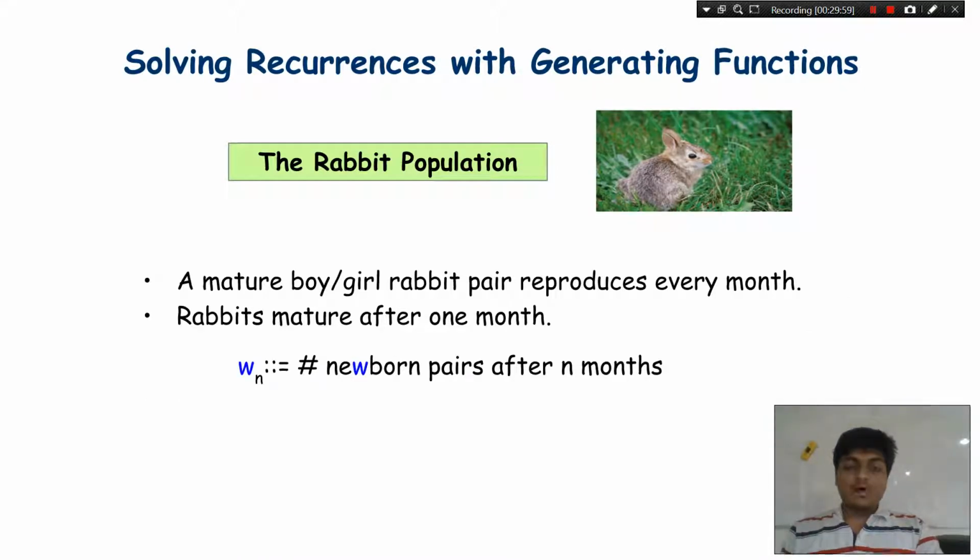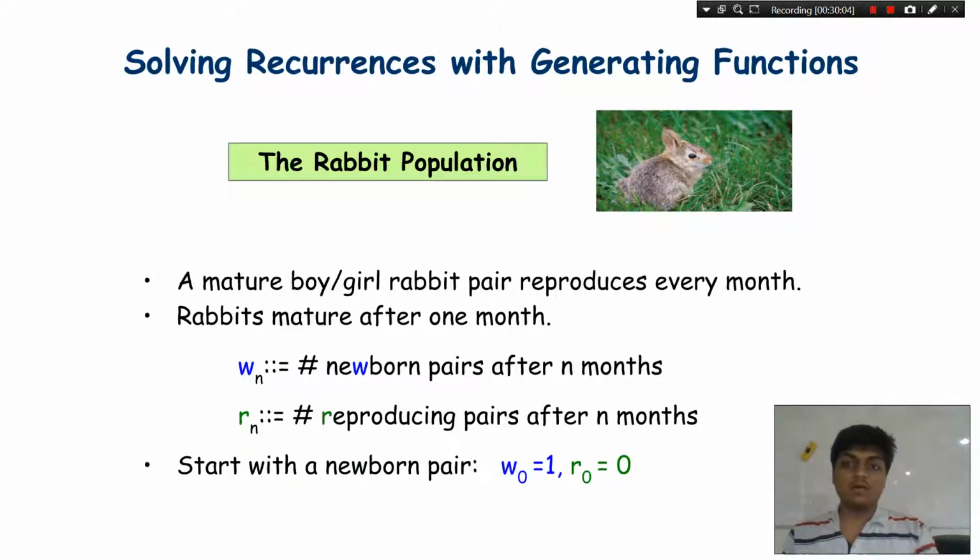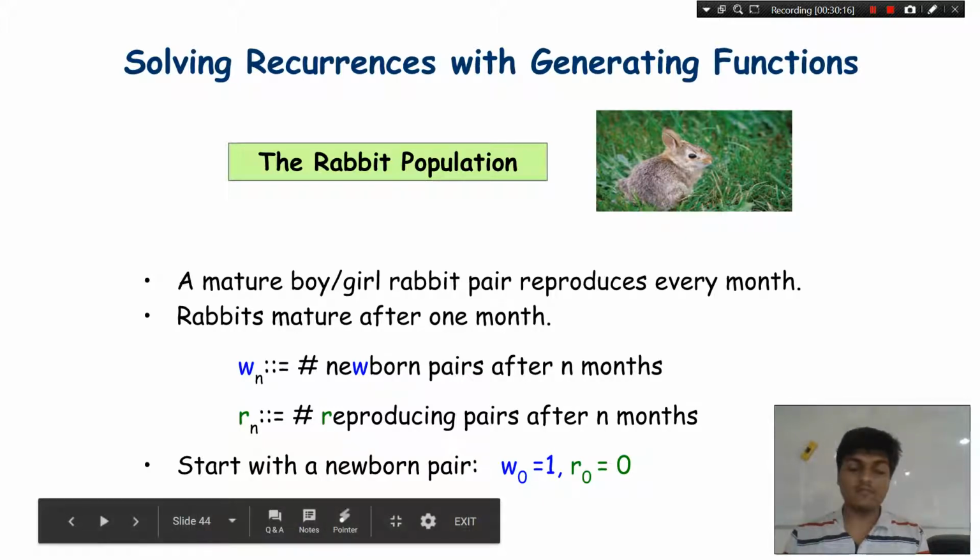So now we show you how to solve some recurrences using generating functions. So this is a real world example of a rabbit population where every mature rabbit pair reproduces every month, and rabbits mature after every month, and we start with a newborn pair.